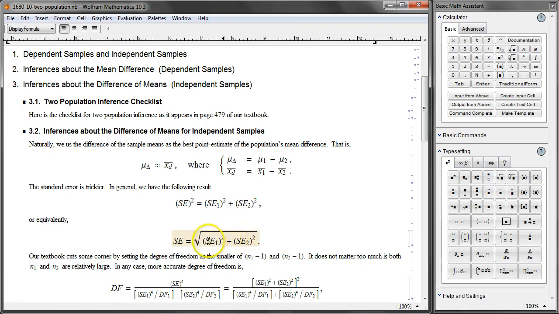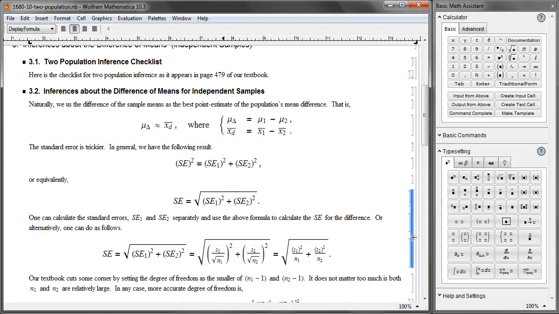Now, how do we calculate SE1 and SE2? Well, the standard error is the standard deviation over square root of n. So we do exactly the same thing for the first sample, like this, and again for the second sample, like this. In the end, we have this kind of expression, but unless you're really good at algebraic manipulation, you don't have to pay too much attention to that.